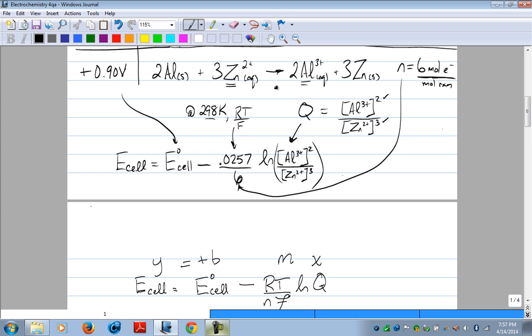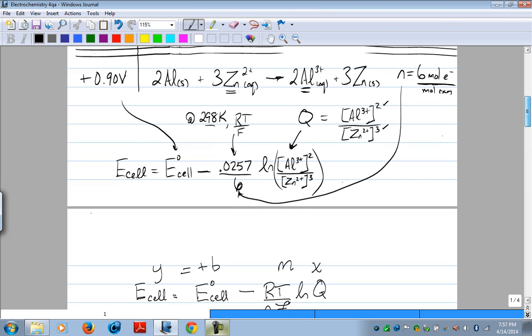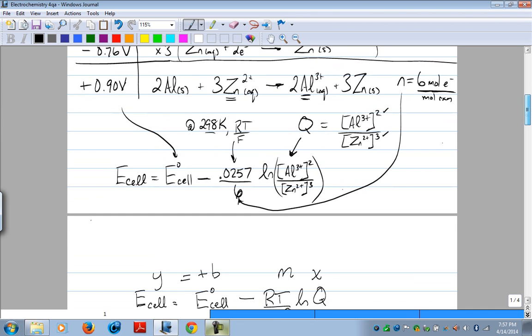On the other hand, if we started with an initial condition of relatively high aluminum cation concentration compared to zinc, Q would be large. The natural log of Q would be some positive number, the natural log of a fraction greater than 1, and we'd be subtracting a positive number from E cell standard. So that would give you an E cell that's less than the standard cell potential difference.